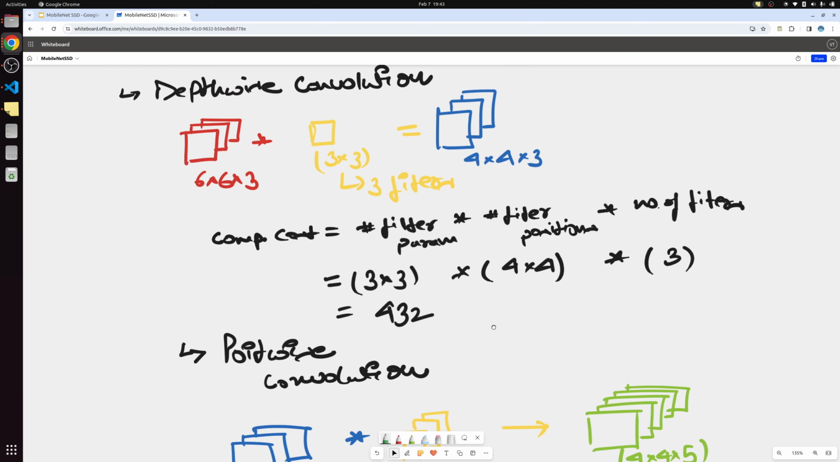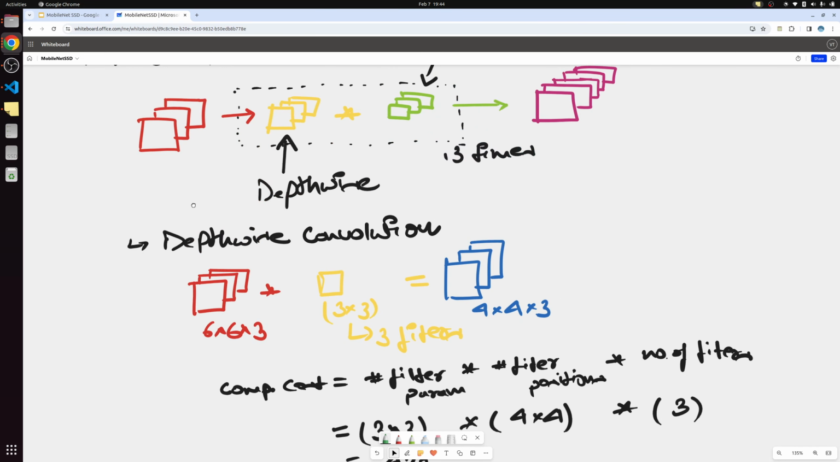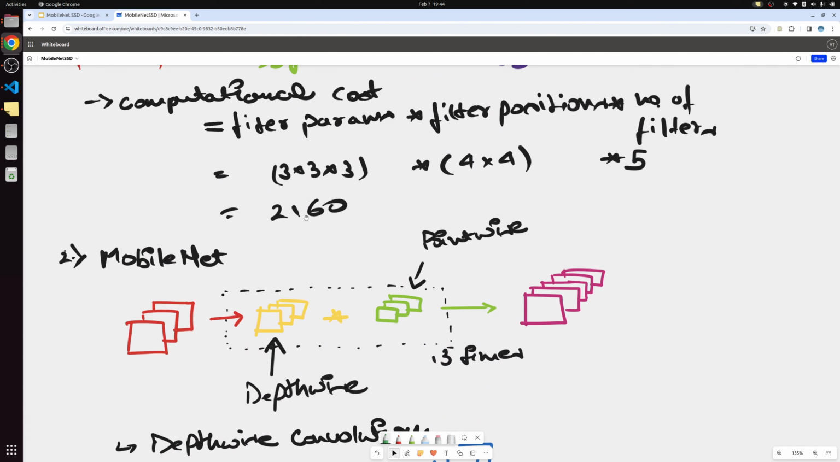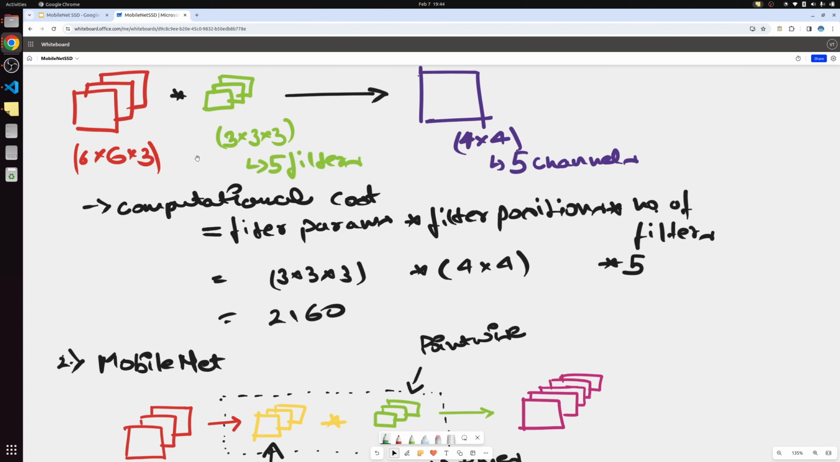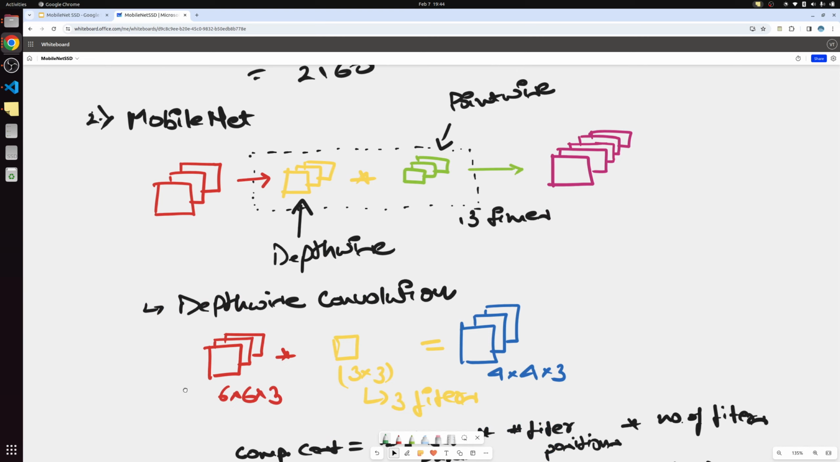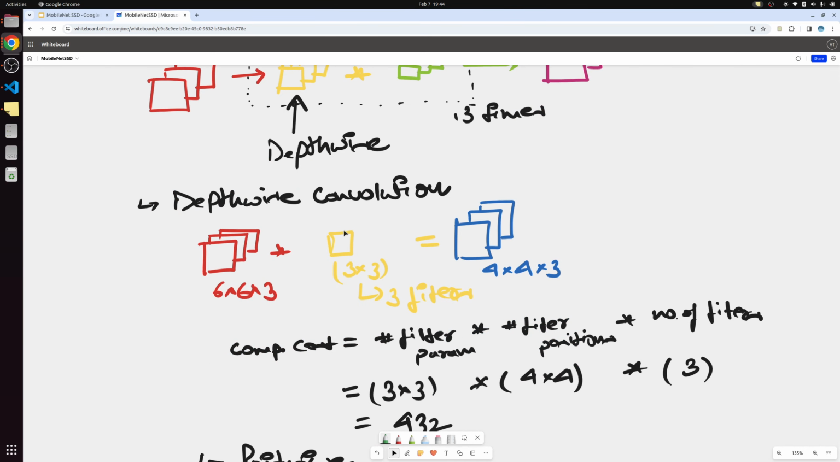Now remember one thing here, which is very important. Here your computational cost is 432 in your depth-wise convolution. Previously, in a normal convolution, you had 2160. That is because you were considering a 3 by 3 by 3 filter. Now here, instead of using a 3 by 3 by 3 depth filter, you are just taking a 3 by 3 filter and multiplying by the individual values.